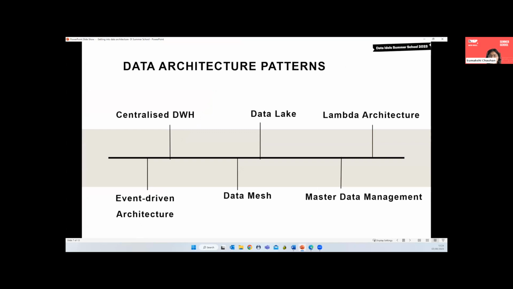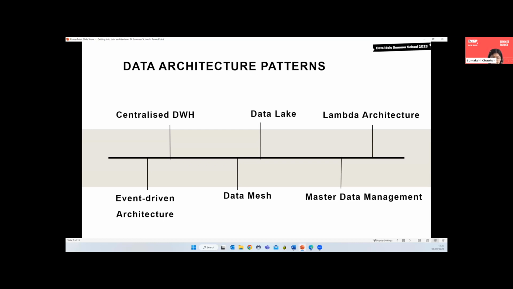It does also have some conditions on when to use the data warehouse and when not to use it. It all depends on the business needs, the data requirements, and all sorts of business questions that we need to answer before deciding which data architecture pattern we should use.